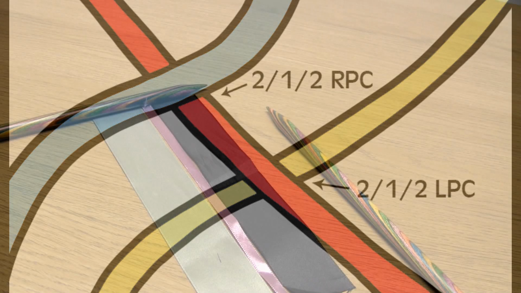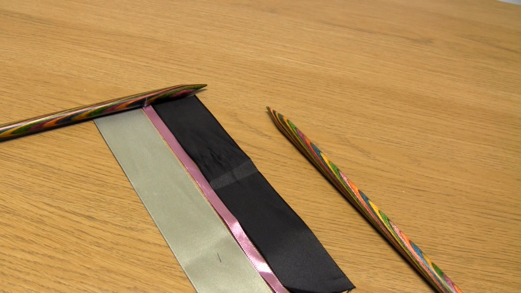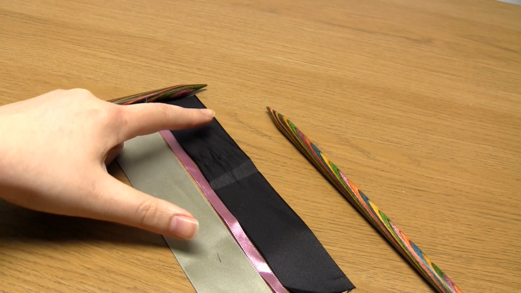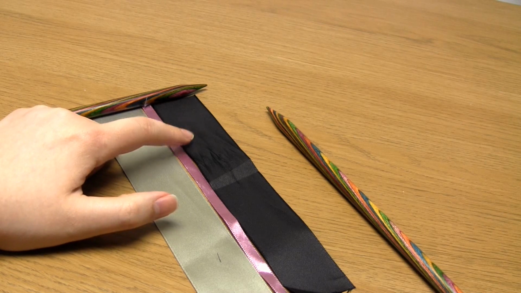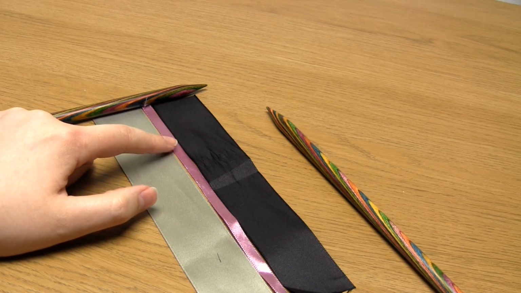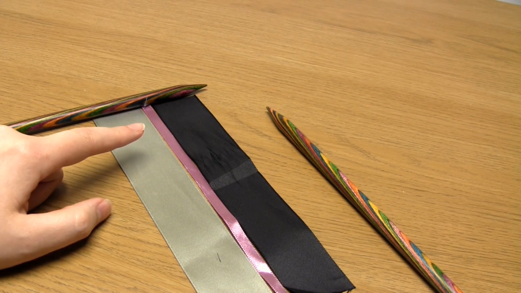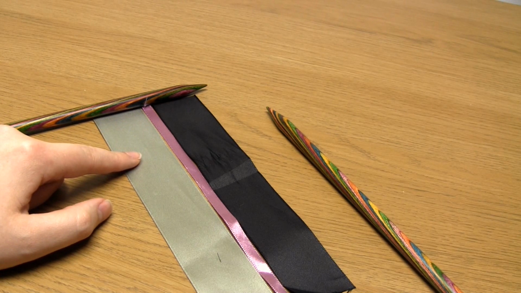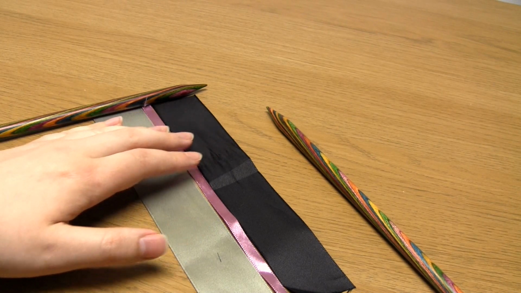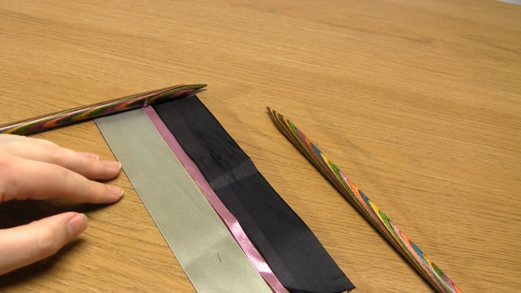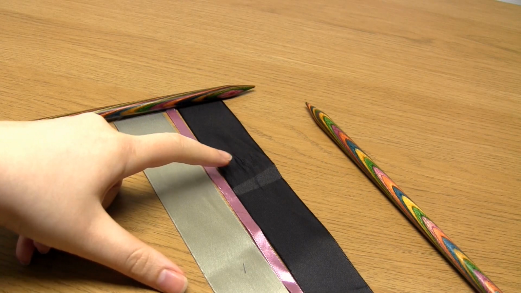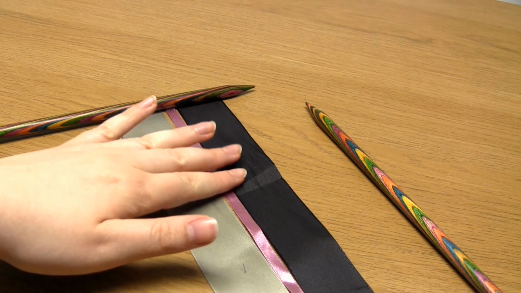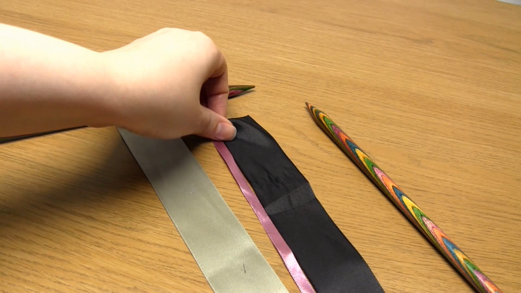And I'm going to use differently coloured ribbons to make this more clear. I've got black ribbon, which I'm going to use to represent 2 knit stitches, purple ribbon to represent 1 knit stitch, and silver ribbon to represent 2 knit stitches. Obviously, in real life, all of these stitches would look the same and be the same colour. So first, I'm going to do a 2/1/2 left cross.